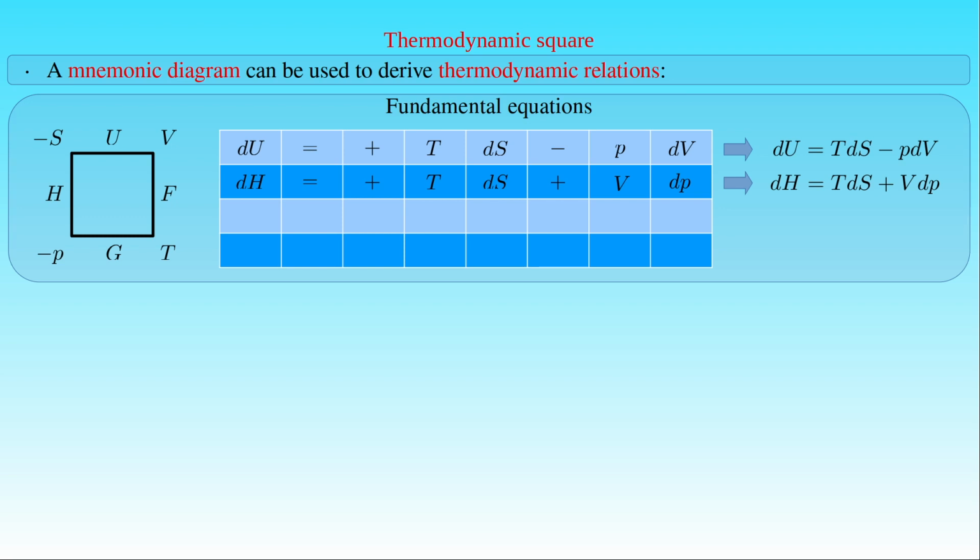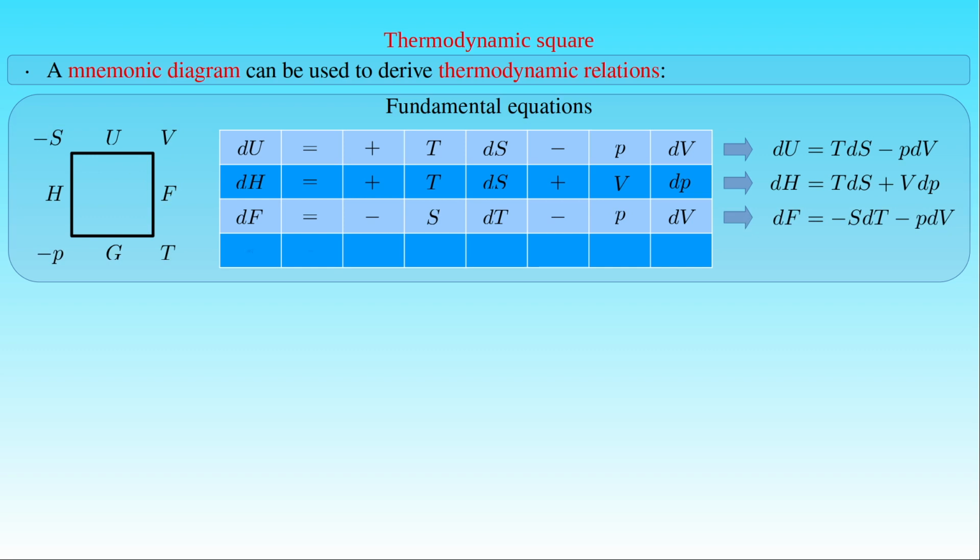For the third fundamental equation, we select the free energy F at the right-hand side of the square for the differential in the left-hand side of the fundamental equation. The neighboring quantities of the free energy in the diagram are the volume V and the temperature T, representing its natural variables, and their differentials appear in the right-hand side of the equation. The diagonally opposite corners of the natural variables T and V are minus the entropy S and minus the pressure P, and they can be written as the multiplication factors of the differentials in the right-hand side. Then we obtain the third fundamental equation.